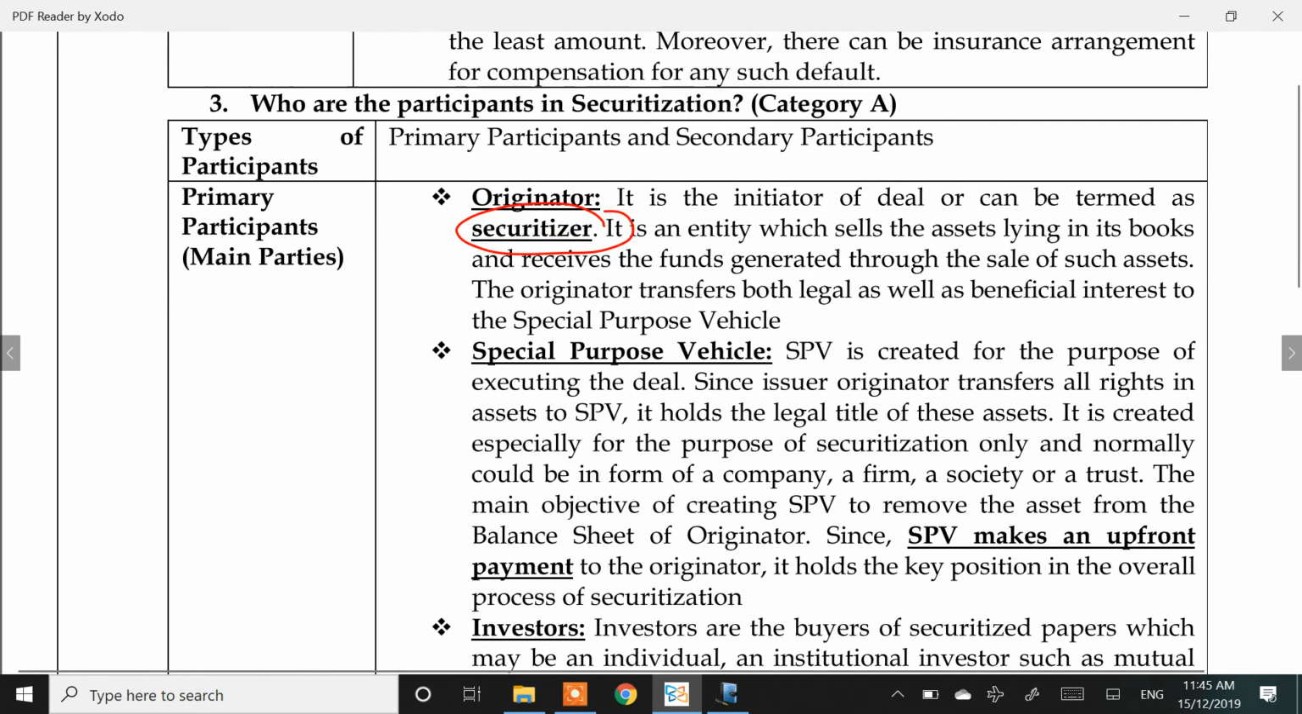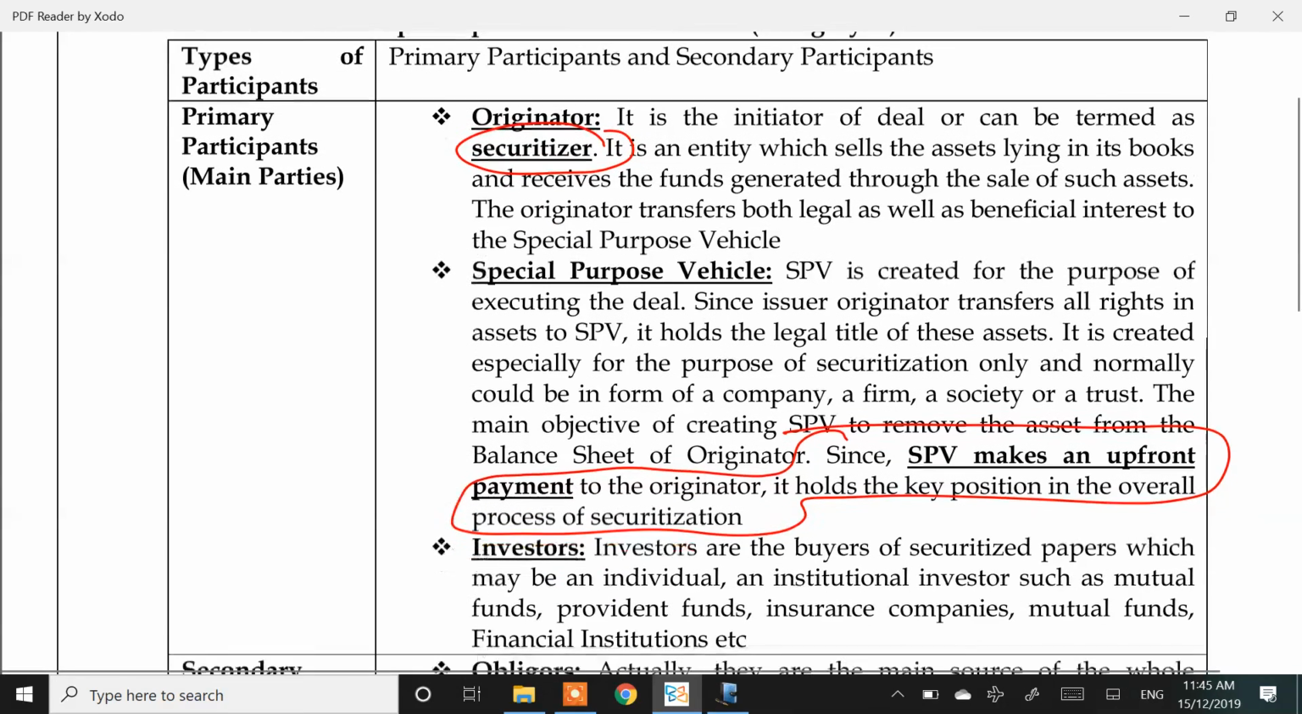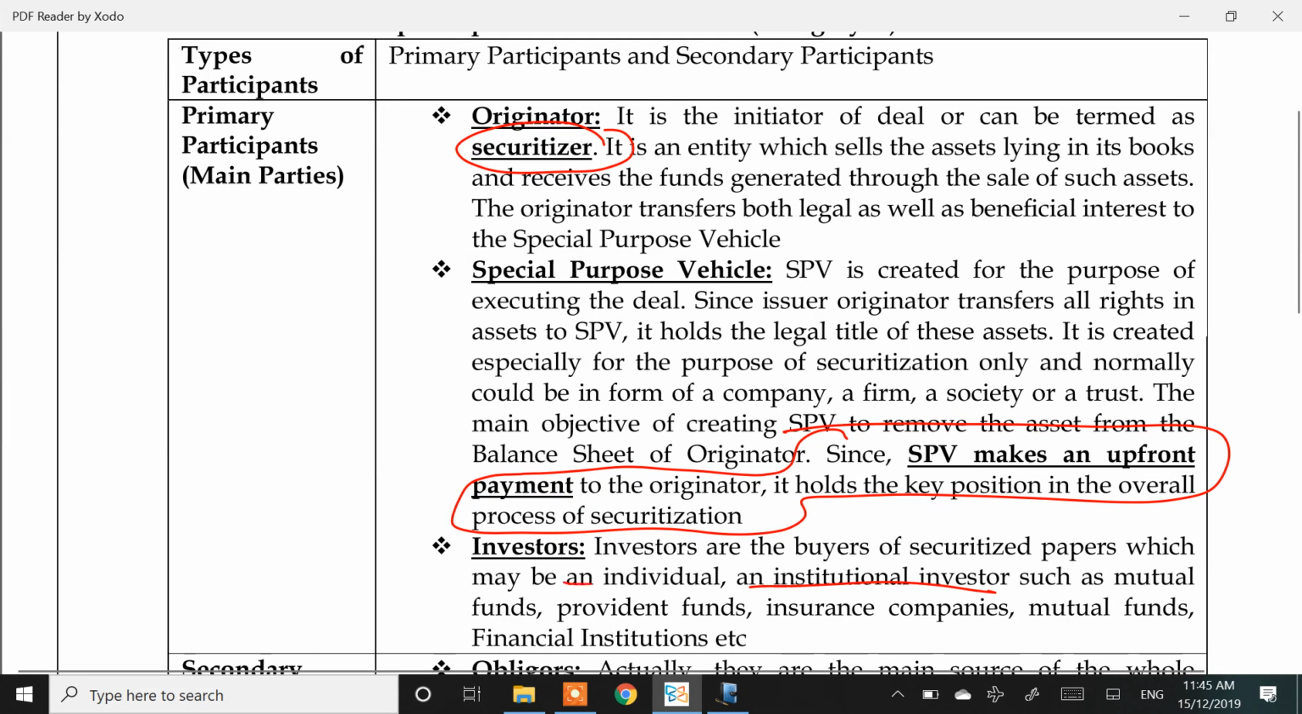Special purpose vehicle is something which has been created for the purpose of executing the deal. Since SPV holds a key position in the overall process of securitization, the originator gives the assets, the various loans which have been extended to individuals, to the SPV. SPV issues PTC or PTS to the investor and gets the money and passes it back to them. Investors, the people who invest, can be institutional investors, individuals, provident funds, insurance companies.